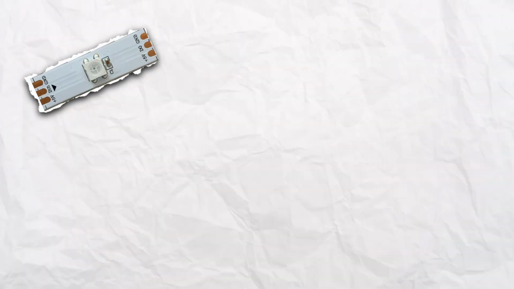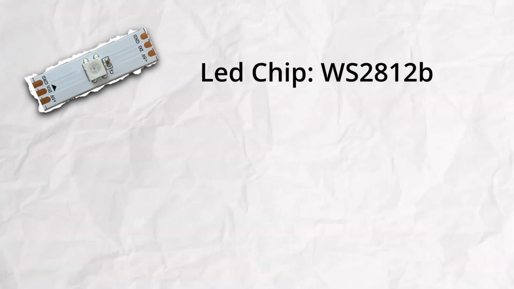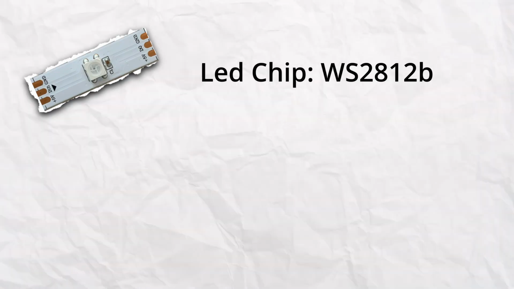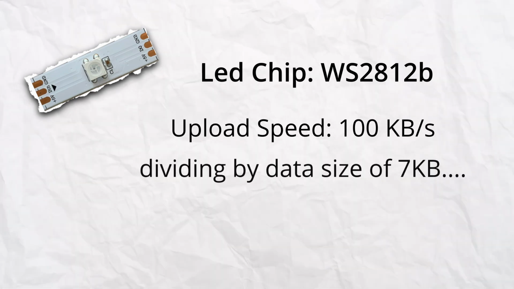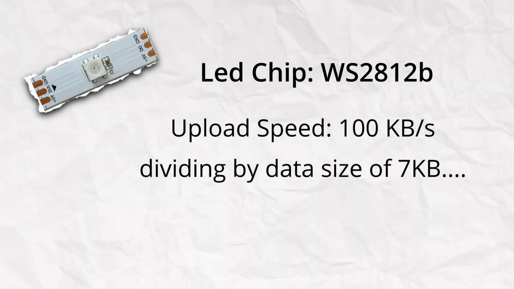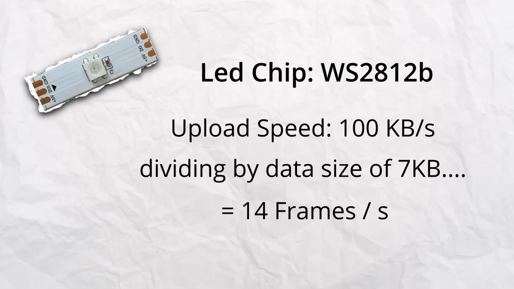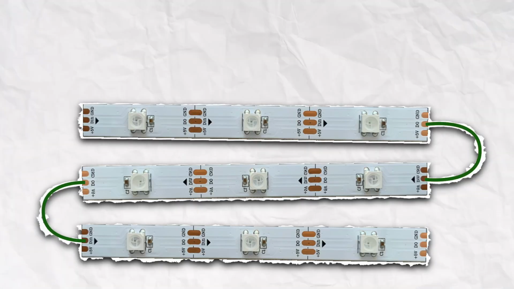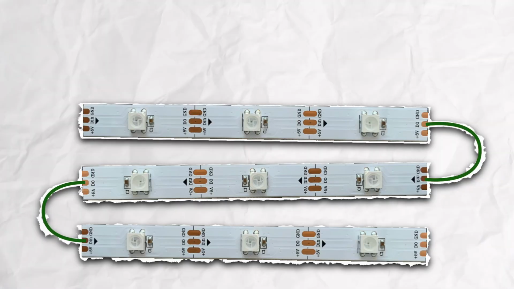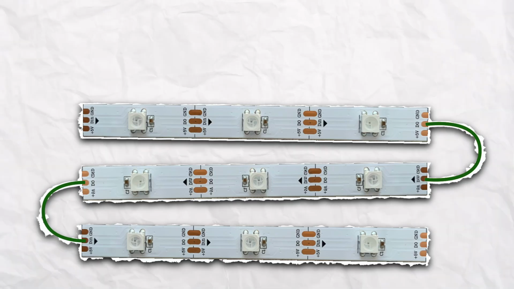To understand why this happens, we have to take a closer look at the LEDs themselves. The chip in these LEDs is a WS2812b. It features an upload speed of around 100 kilobytes per second. Dividing this number by the data size of one frame, we can calculate that the best possible frame rate we can achieve is 14 frames per second, which is anything but smooth. One solution to this issue would be buying a LED strip with a faster chipset. Since I'm already sitting here surrounded by 100 meters of LED strip, it was a little too late for me.